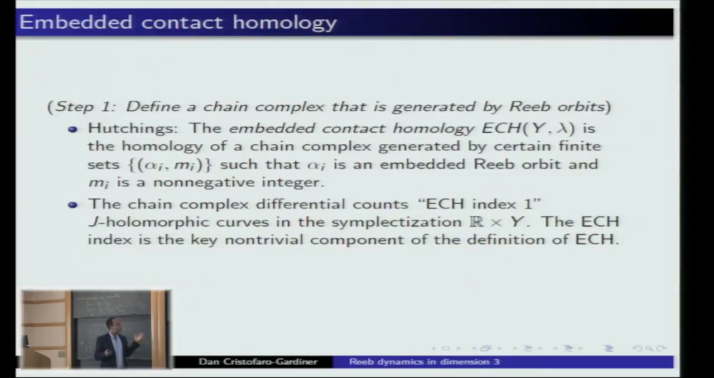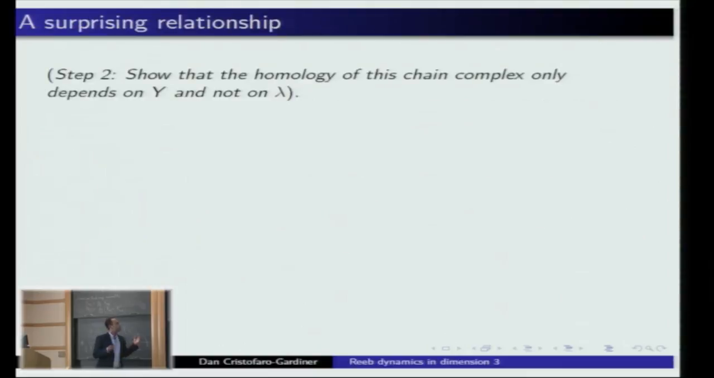So that's good. We have a chain complex, at least in principle, but one still has to show that the differential squares to 0, and this is a result of Hutchings and Taubes from several years ago. So that's step 1. We have a chain complex that's generated by Reeb orbits. So now step 2 is really what got me excited about this area.